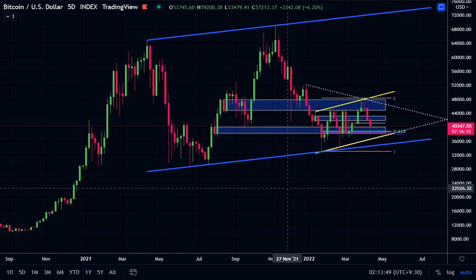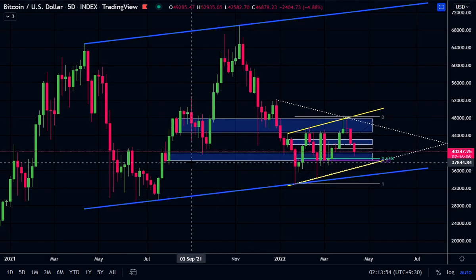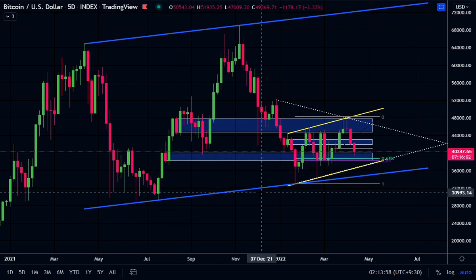And going down to the 5-day time frame now, we've been watching this time frame because these order blocks seem significant, and they're a lot clearer than on the daily time frame.